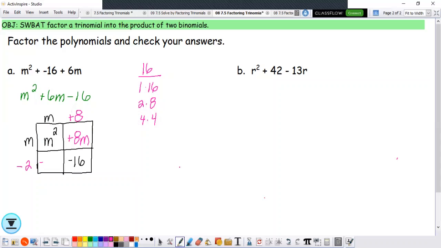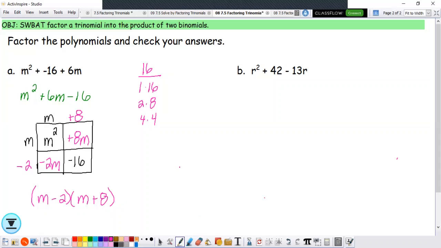M times negative 2 is negative 2m. So 8m minus 2m is a positive 6m, and negative 2 times positive 8 is negative 16. So this factors as m minus 2 times m plus 8.